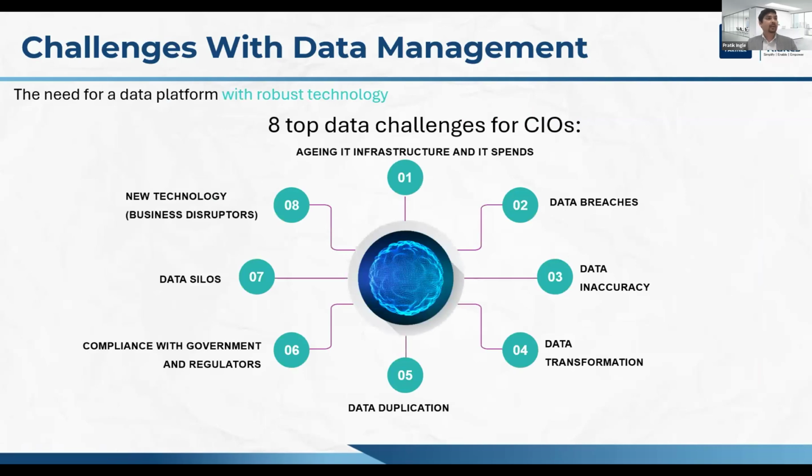Further research that we have done when it comes to challenges in data: we speak to a lot of CIOs, and these are the top 8 challenges that we have come across. Number one, aging IT infrastructure and IT spends. The world is moving at lightning speed when it comes to technology and systems, and for bigger organizations it becomes extremely difficult to move with that speed, and they end up with an aging IT infrastructure. And when the IT infrastructure is old, it is expensive, because you're not using the latest technologies.